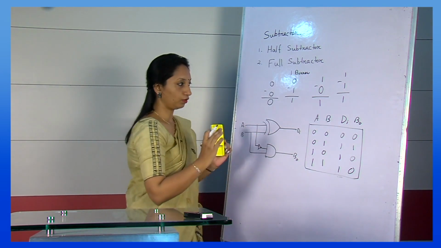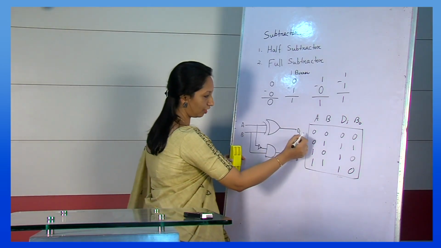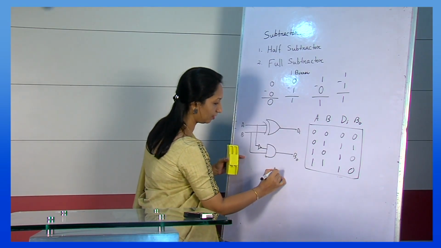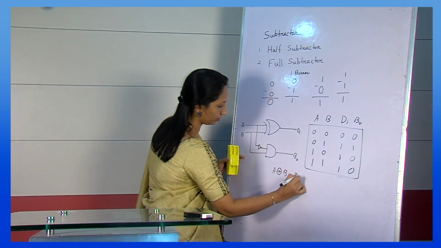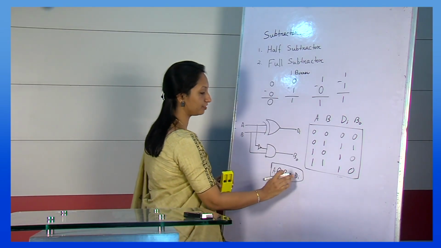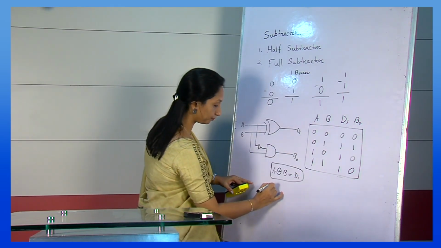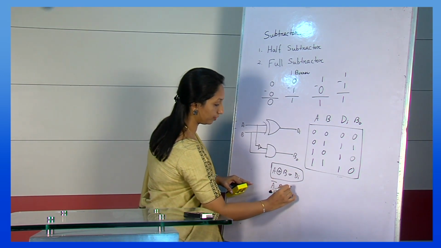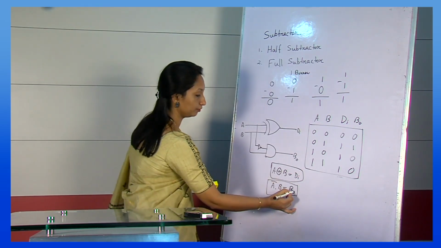So what are the Boolean expressions for the half subtractor? For the difference output, the Boolean expression is similar to the half adder that we have already discussed. So this is the expression for Di, that means the difference output, and for the other output, A bar dot B equals Bo. So this is the Boolean expression for the borrow output.